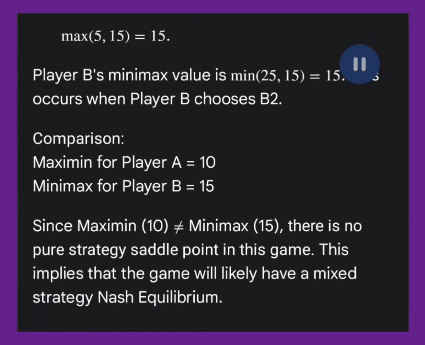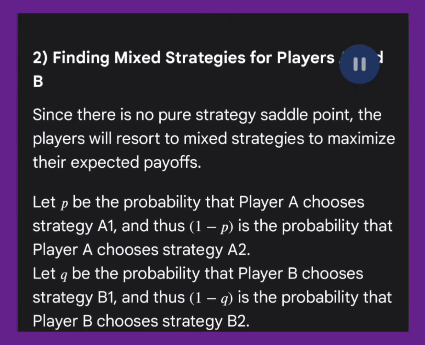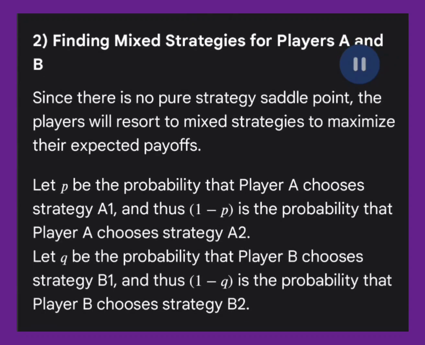2. Finding mixed strategies for players A and B. Since there is no pure strategy saddle point, the players will resort to mixed strategies to maximize their expected payoffs. Let P be the probability that player A chooses strategy A1, and thus 1-P is the probability that player A chooses strategy A2. Let Q be the probability that player B chooses strategy B1, and thus 1-Q is the probability that player B chooses strategy B2.